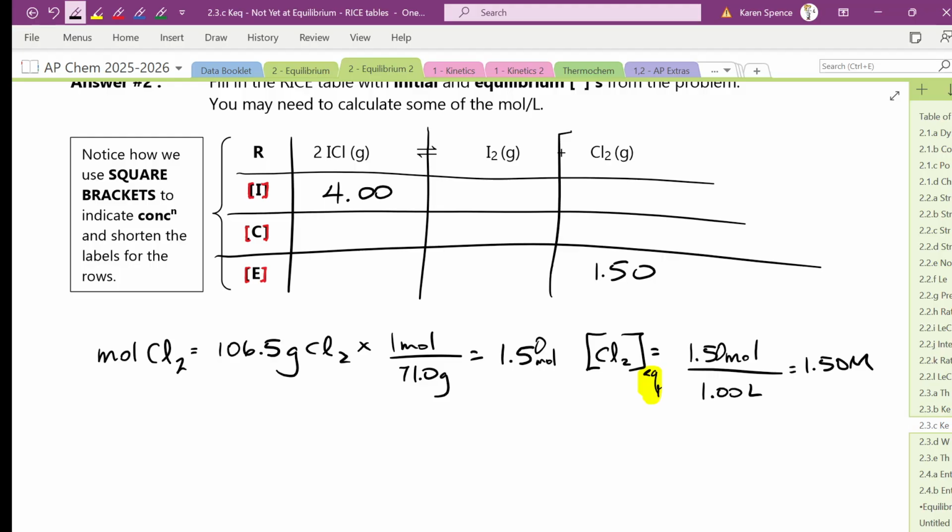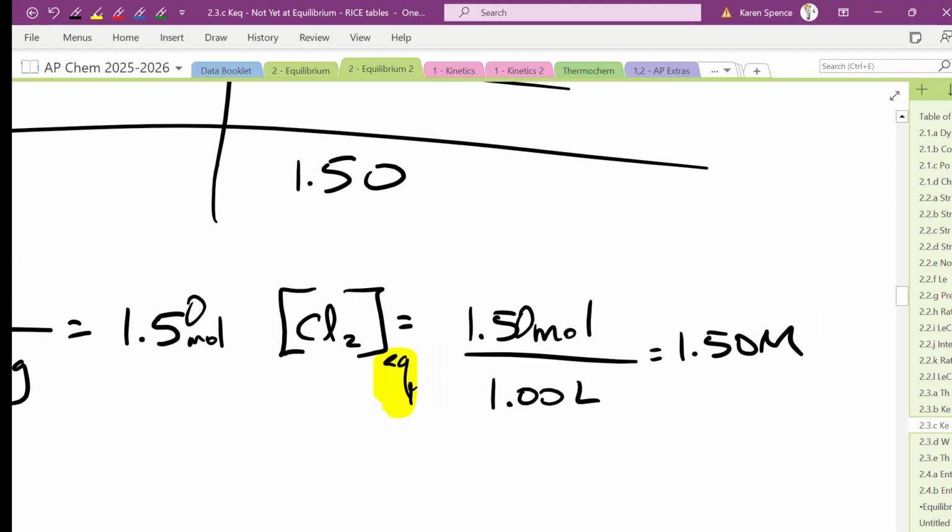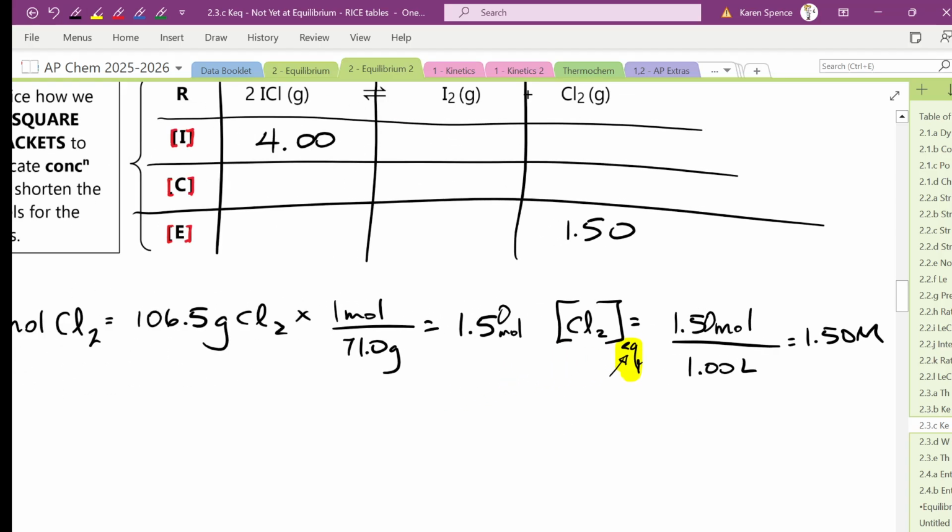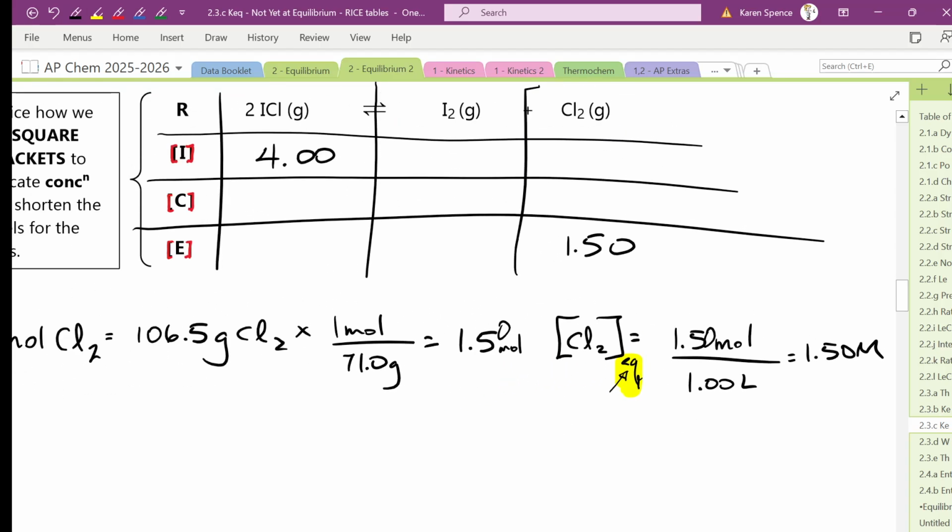One thing, if you do show the calculation for your Cl2, you should note that you are calculating the equilibrium concentration, not the initial concentration, okay? So put a little EQ down at the bottom.